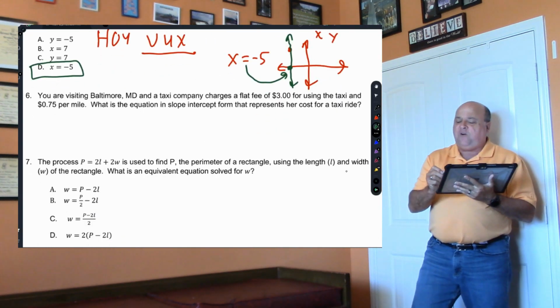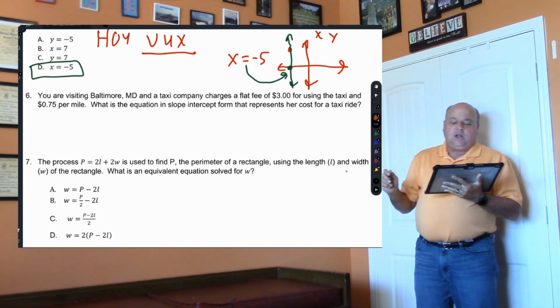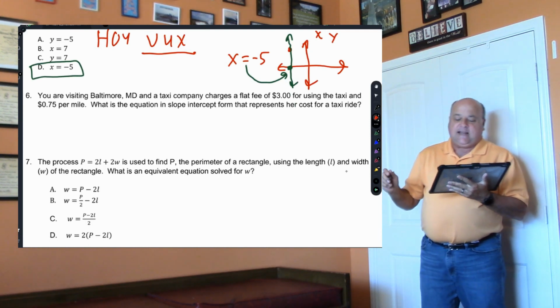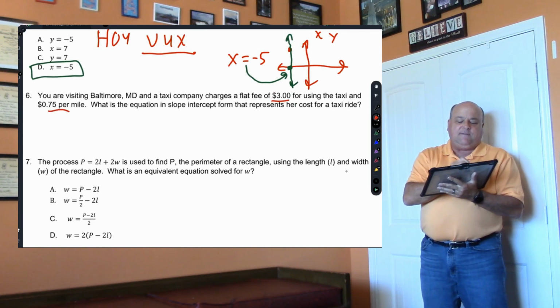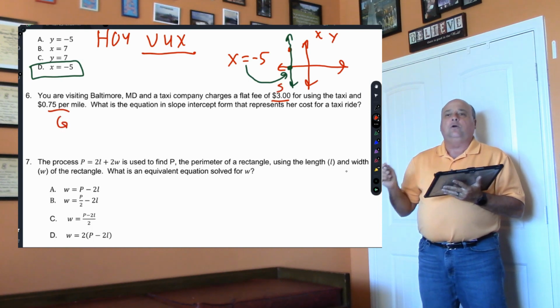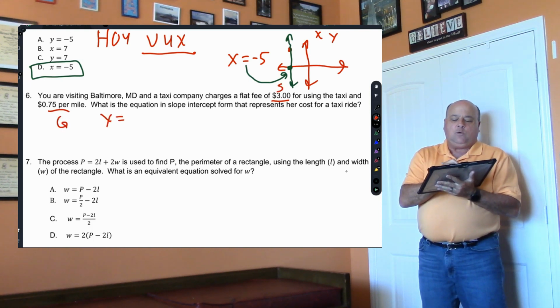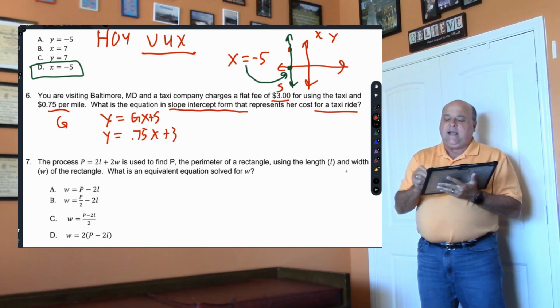Fun, fun, fun. Number 6. You are visiting Baltimore, Maryland. A taxi company charges a flat fee of $3. That's dirt cheap. And 75 cents per mile. This is your starting cost. This is your growing. So we're going to have y equal gx plus s. And we're going to get y equals 0.75x plus the $3. That's the slope-intercept form for the taxi ride.